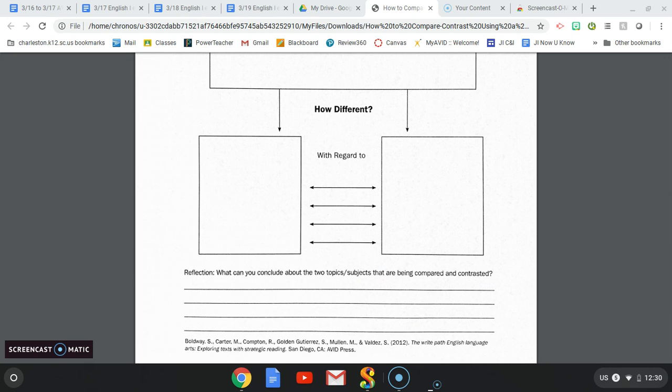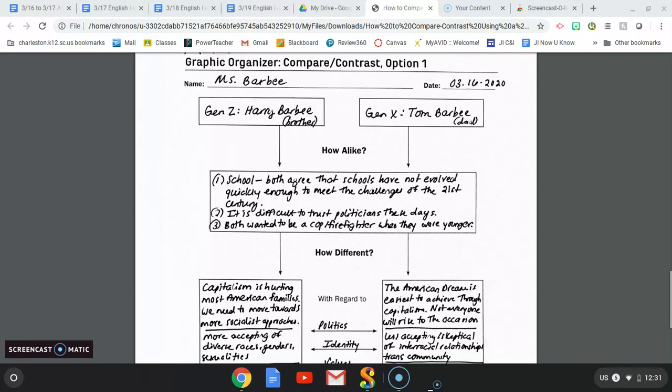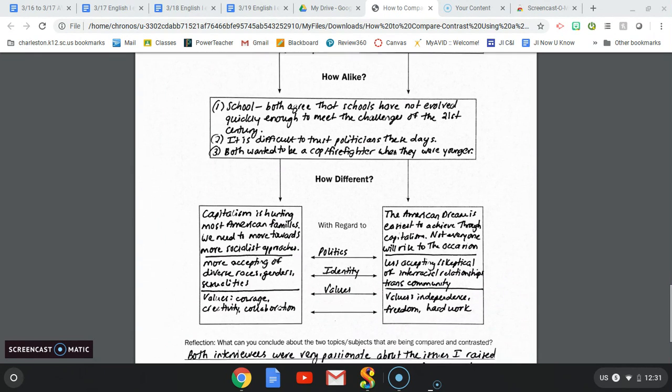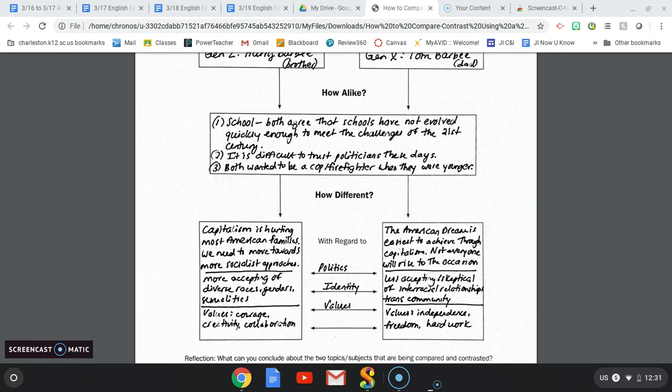The How Different boxes are meant to help you see the differences between your Gen X and Gen Z interviewees. There were just way too many differences for me to list, so I listed the main ones in my example. You can see in the middle how I wrote the topic of the question that their answers differed on. You can do the same with your graphic organizer.